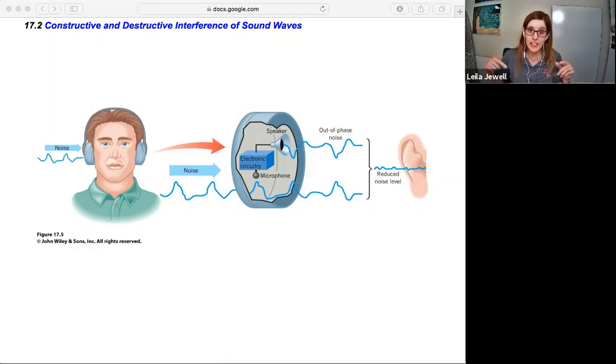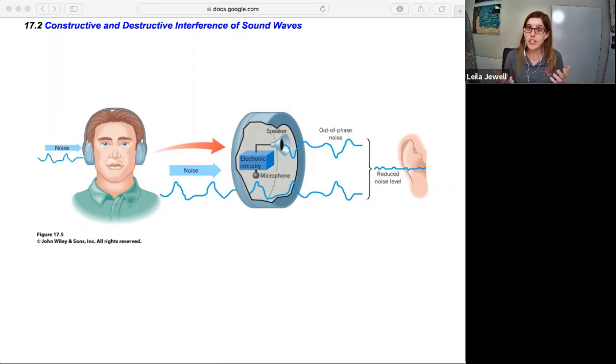Rather, they take the input wave as it comes in, and there's electronic circuitry that figures out what that wave is, and it has its own speaker to emit a wave that is exactly out of phase with the outside ambient noise. Since it's emitting something that's exactly out of phase, it produces destructive interference, and it can greatly reduce the noise level, especially if it's something constant, like the drone of a jet plane.